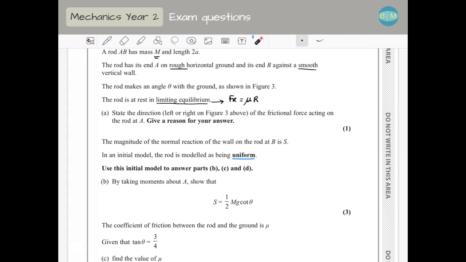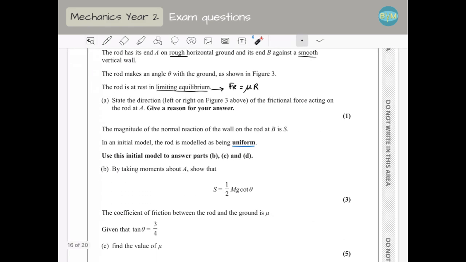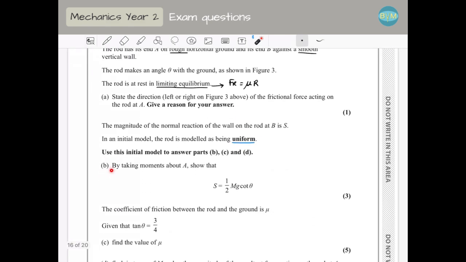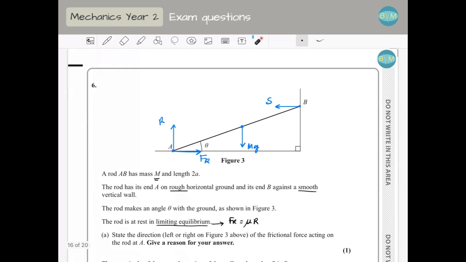Then they say the magnitude of the normal reaction of the wall on the rod at B is S. We call it S. By taking moments about A, show that S is 1/2 mg cot theta. We have to take moments about A, about this point. So remember, when we take moments about A, these two forces, as they pass through A, won't produce any moment. So I'm going to have this one and this one producing moment.